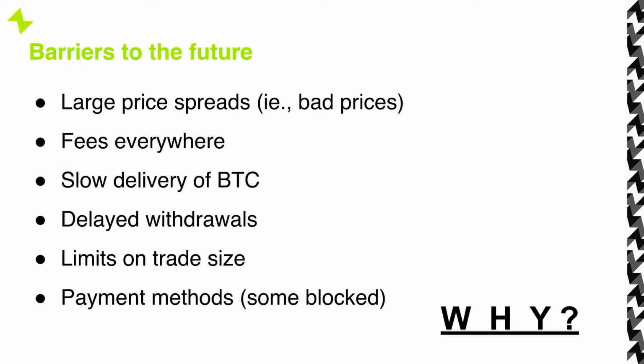So how do we reduce transaction costs when moving value from fiat to Bitcoin? Well, there's a bunch of barriers. One is large price spreads. If you're not a trader, a spread is the margin that a wholesale dealer will charge you above the spot price to protect themselves from risk. And I'll talk more about what risk means in a moment.